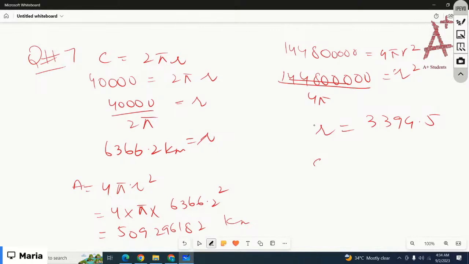Now you can find the circumference. So C equals 2 pi r. C equals 2 pi r, r is 3394.5 and pi is 3.14. Let's just multiply all the values. It would be 21,328 kilometer, right? That would be the circumference. So the circumference of the Mars is 21,300 kilometers, right?